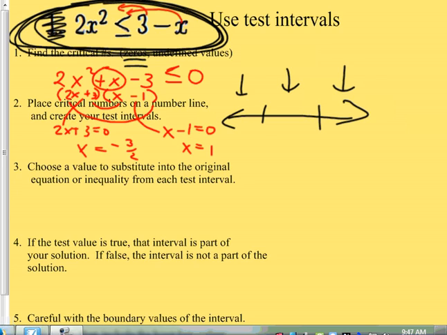So those are your 2 important spots, -3/2 and 1. And just to clarify, those are zeros. They make it equal 0. So do I want it to equal 0? It says less than or equal to 0, right? So those are good spots. They work. They satisfy the equation.